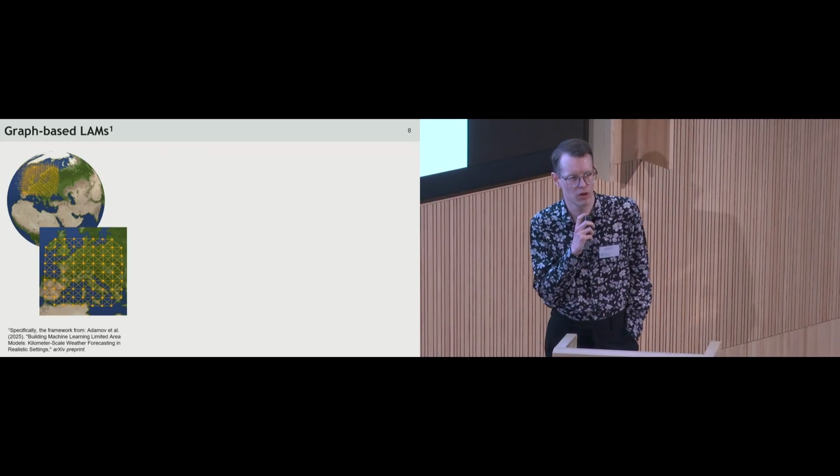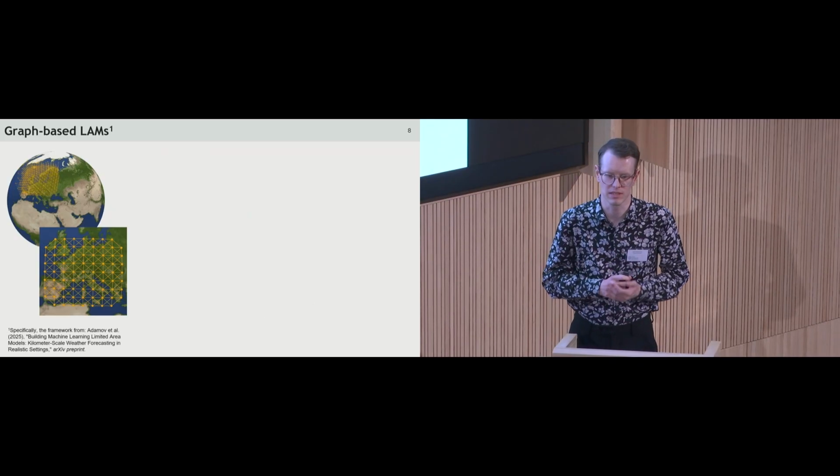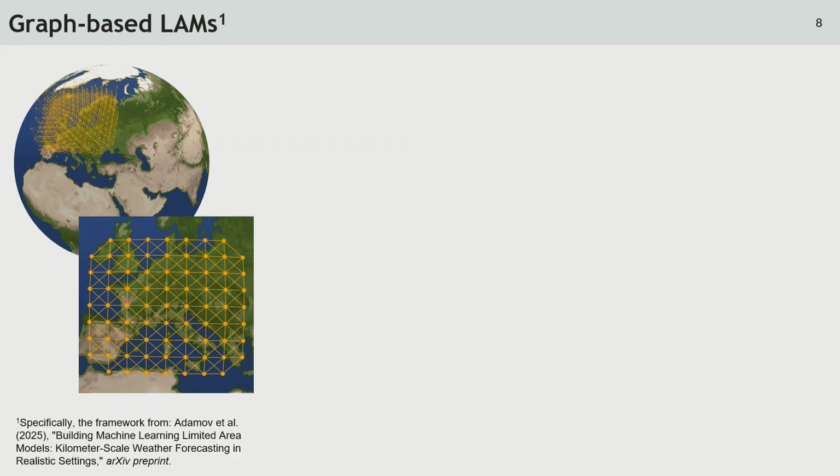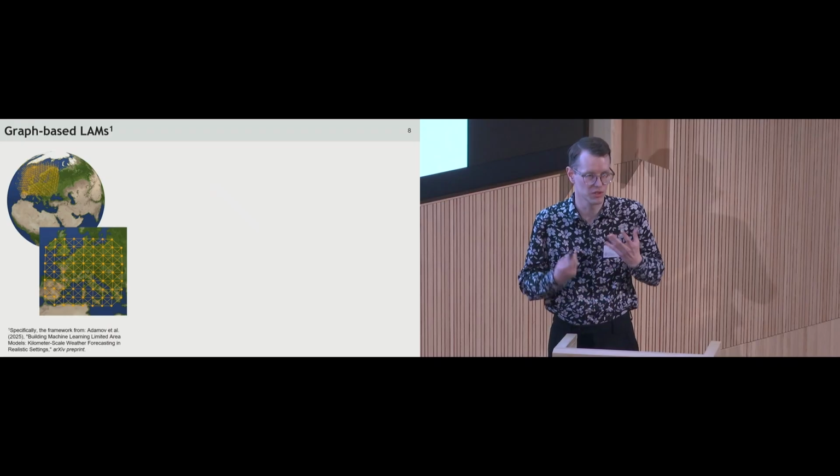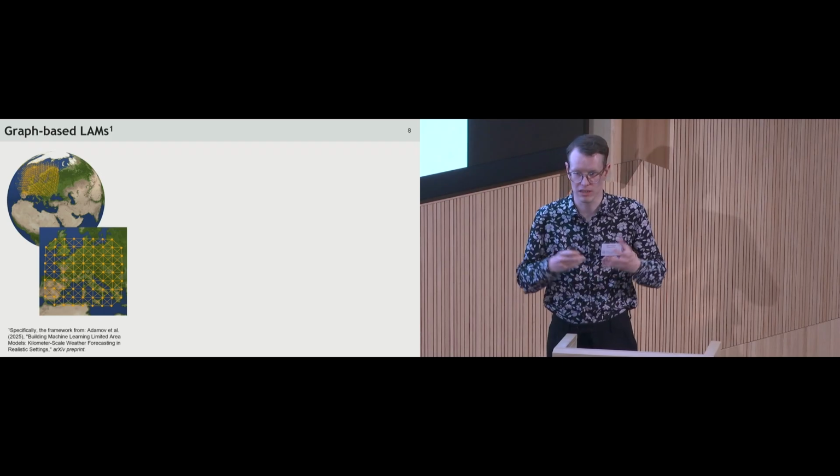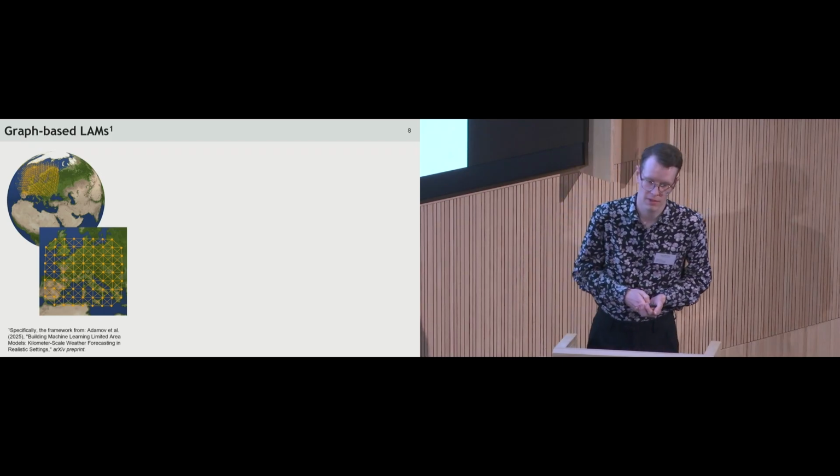So one specific approach of such limited area models is that of graph-based LAMs. And this is quite similar to the GraphCast model that Ilan introduced earlier, with this idea that we build a kind of mesh graph structure over the region that we are interested in forecasting. And this mesh graph should have a lot fewer nodes than we have grid points in our data. So operating on this mesh graph is computationally much cheaper than working at the original resolution of the data.